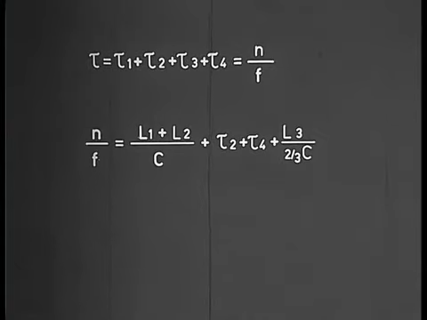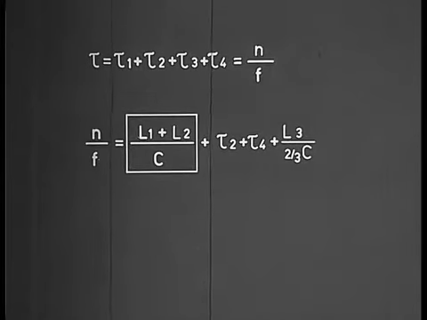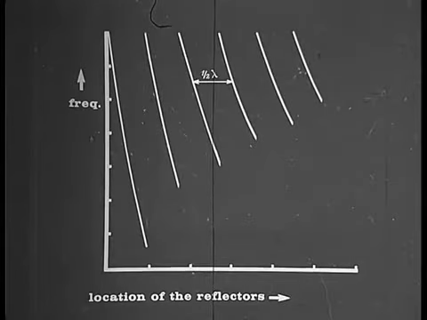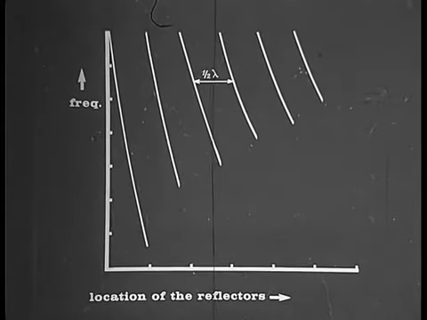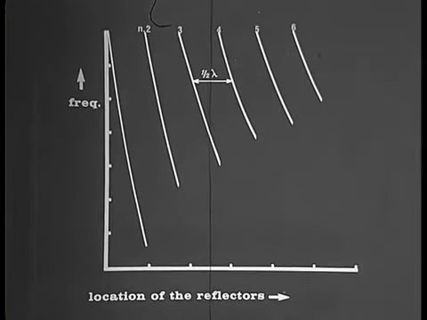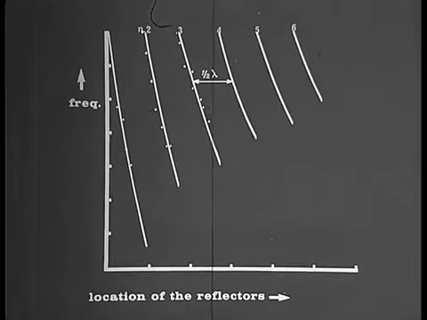If the reflectors are moved, the only changes are in L1 and L2, which in turn causes a variation in f. So we may write the relation again. We now make a graph of the frequency versus the location of the reflectors for n equals 2, n equals 3, 4, etc. In this graph, the lines are predicted by theory. The dots represent the measurements. It is seen that the theory fits the facts, and we may conclude that the feedback model gives a possible solution.